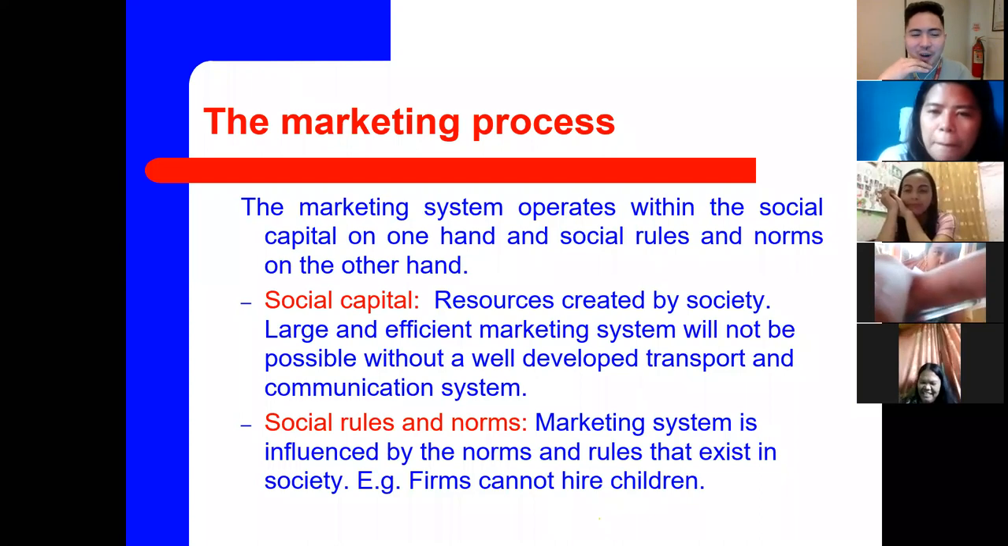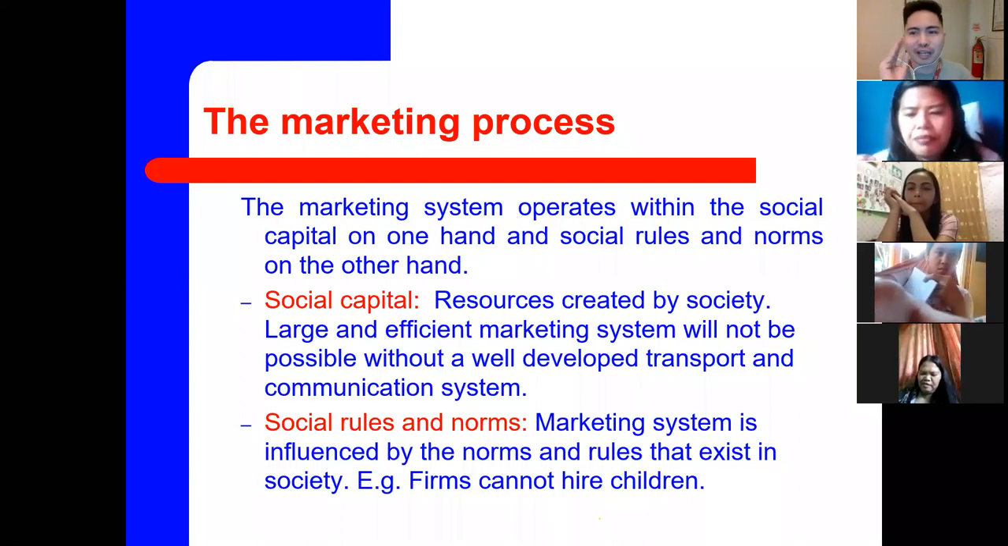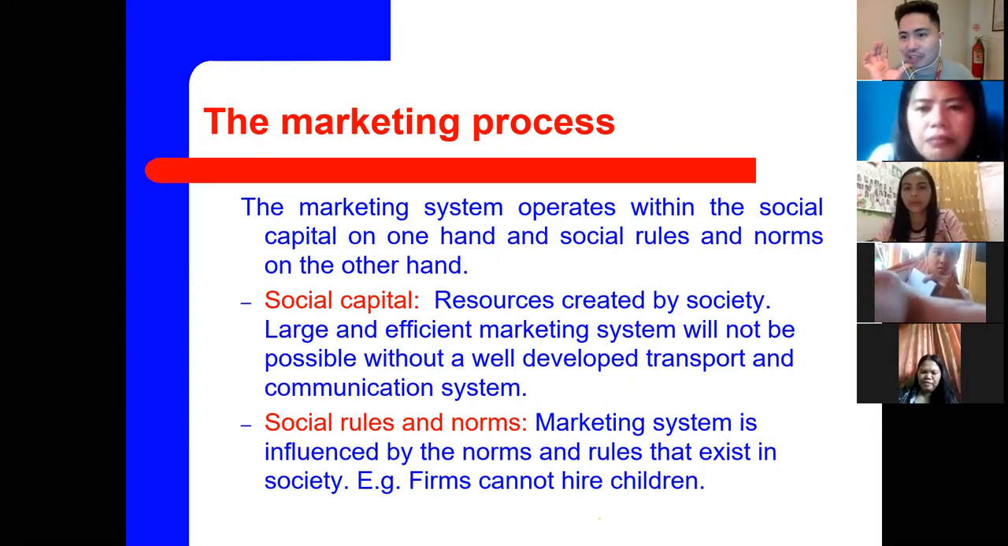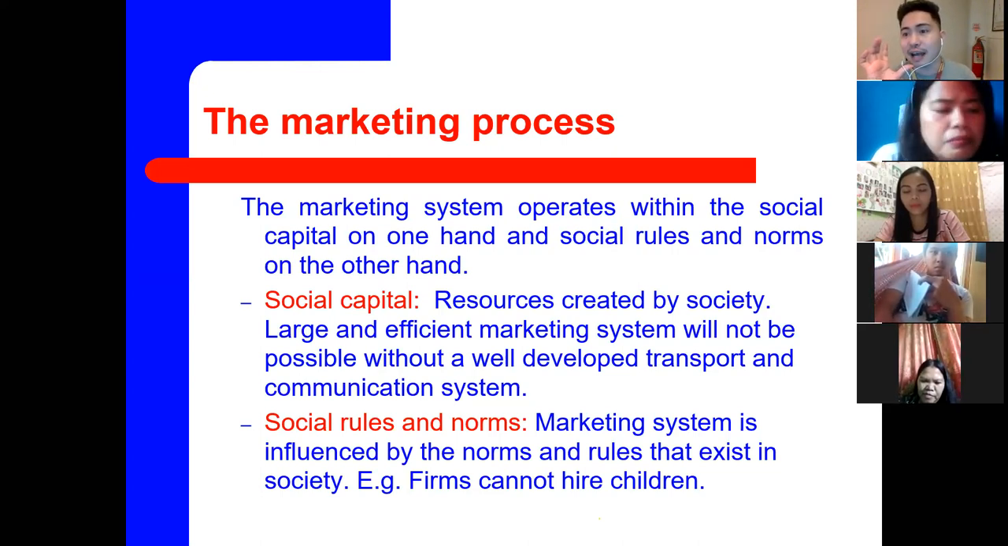So we have social capital, that's the definition: resources created by the society. It can be a network of people, your connections, your access to information, your technological capabilities, the trainings and seminars that you attended that can form part of your social capital. Now, social rules and norms exist in the society. In fact, they can be considered as external forces of the environment.